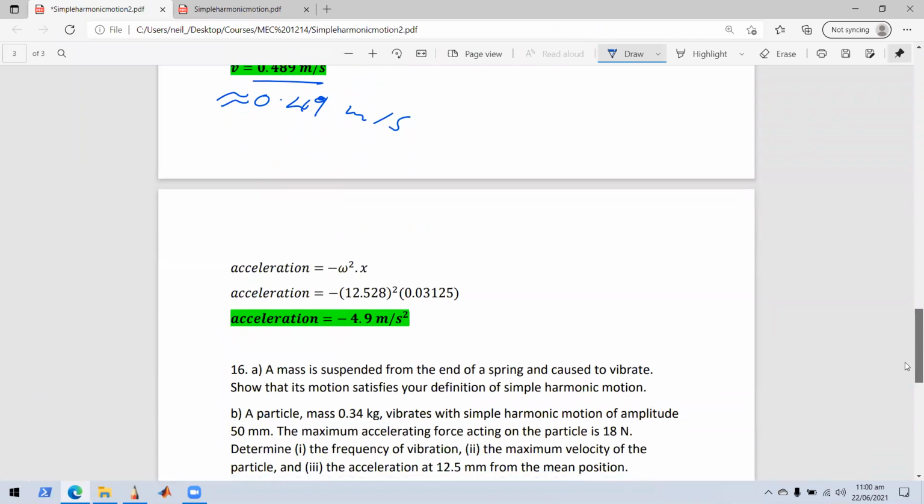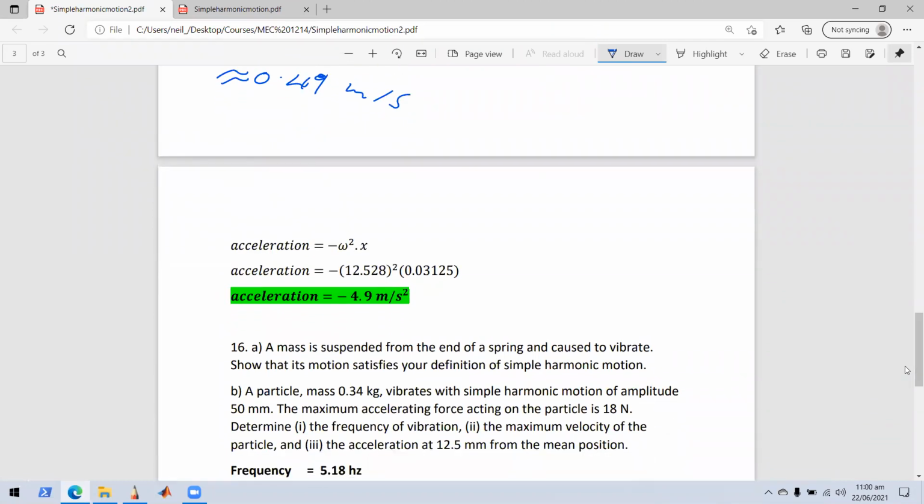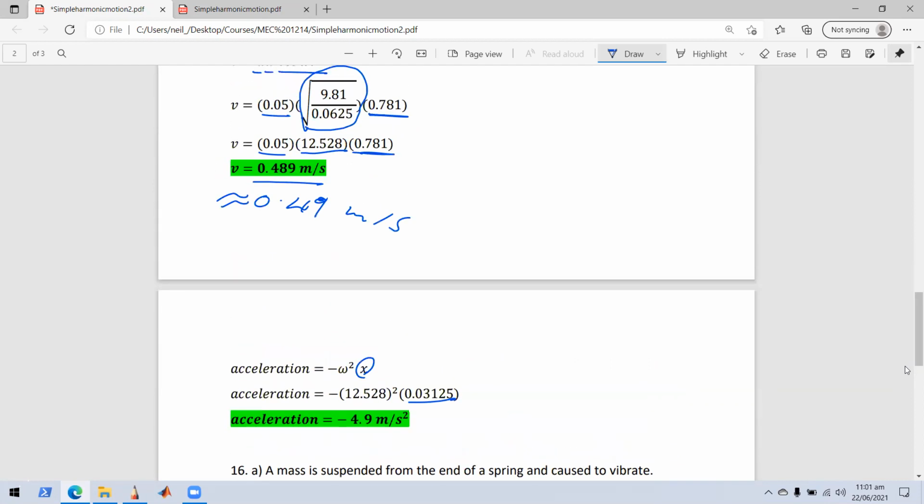Okay. Now, time for acceleration. So acceleration is omega squared times x. What is x here? 0.03125. Remember we found omega here as 12.528. Plug those values in, right? Acceleration is equal to 12.528 squared times 0.03125, which is equal to 4.9 meters per second squared.